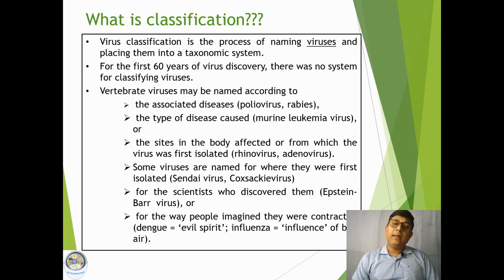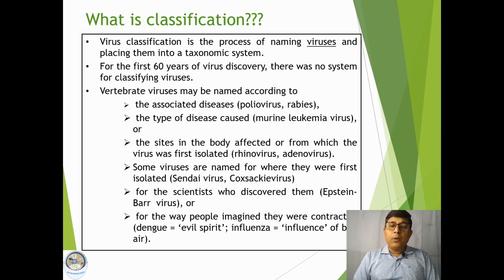In the initial periods of virus discovery, up to the first 60 years, no system existed, because viruses were totally different from other microbes. There was no system of classification, or the existing classification systems could not be applied to viruses.